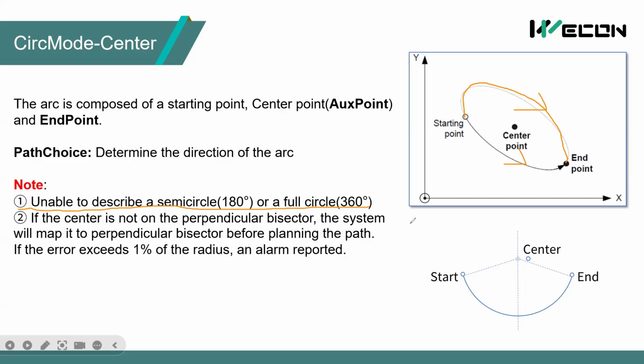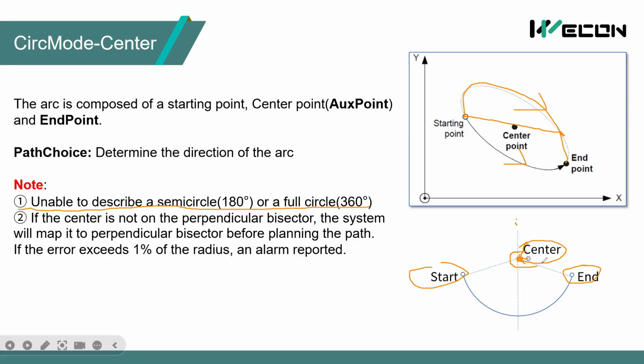Because if you can see, if these 3 points are in the same line, we will also have different possibilities for the curve. Here, for example, this is start position, end position, and normally our center position should be in this line and this line. But if you set your center maybe in this position, the system will map this center position to this line and use this as the center position to do the movement.